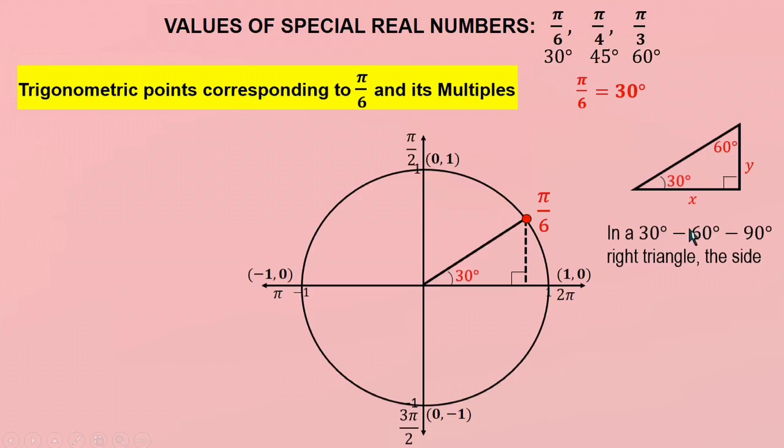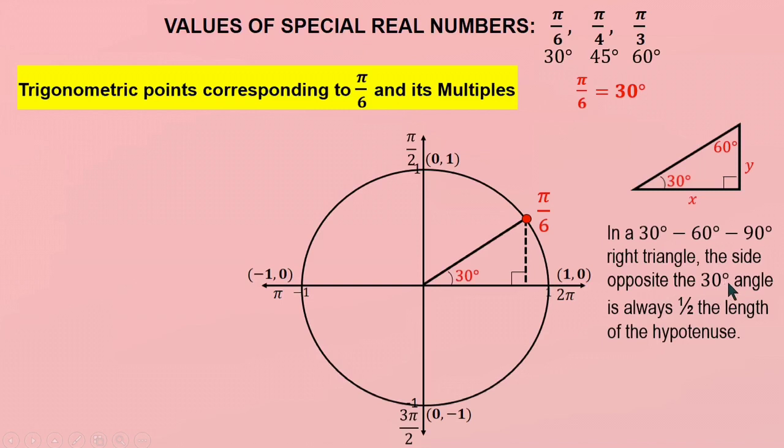It says that in a 30-60-90 degree right triangle, the side opposite the 30 degree angle is always 1/2 the length of the hypotenuse. The side opposite the 30 degree angle is y, and the value of this is 1/2 the length of the hypotenuse. So we need to determine the length of this side, the hypotenuse. Recall that a unit circle is a circle whose center is at the origin and with a radius of 1 unit. So this is equal to 1. Thus, the value of y is 1/2, half the length of the hypotenuse. Half of 1 is 1/2.